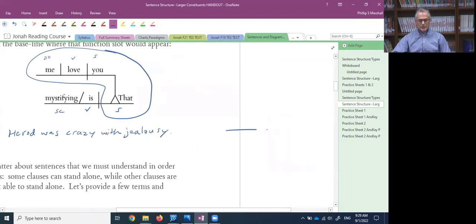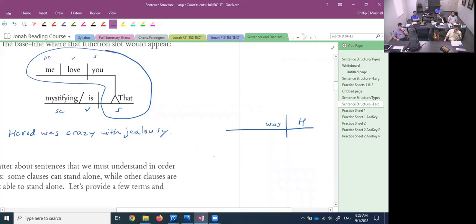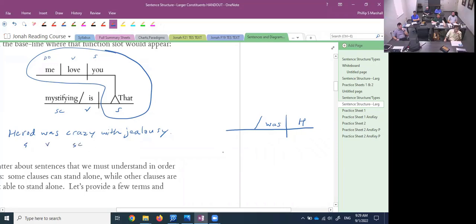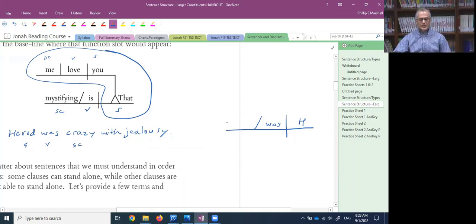Doing our Hebrew order, Herod's the subject. Was. What kind of line am I going to do here? Straight or slanting? Slanting to the right, because this is a subject, verb, subject complement, right? Everybody agree? Okay. So, Herod was crazy.